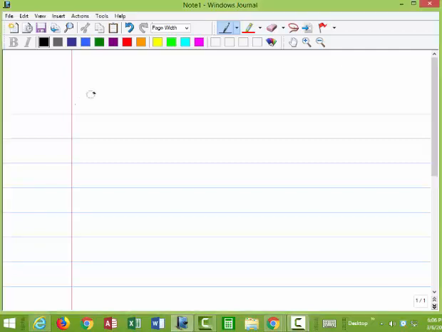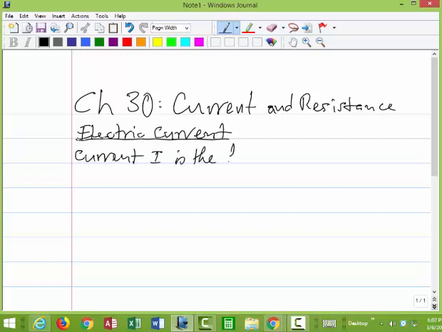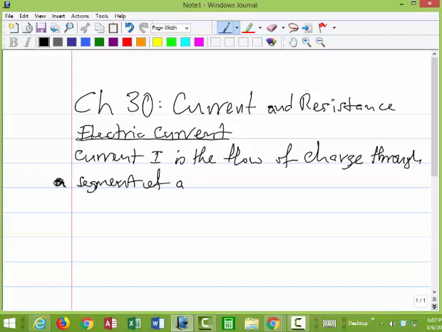So this is chapter 30. We can start off by defining the current flowing through a wire. It's electric current. We'll say that current I is the flow of charge through a segment of a conductor in a given time.